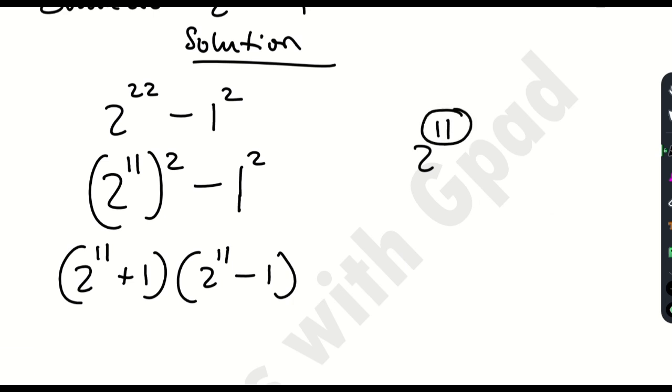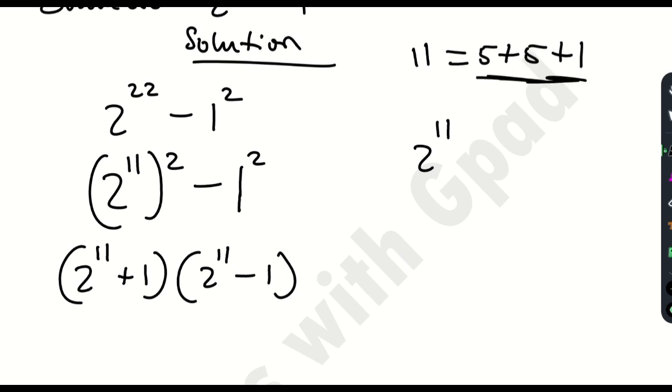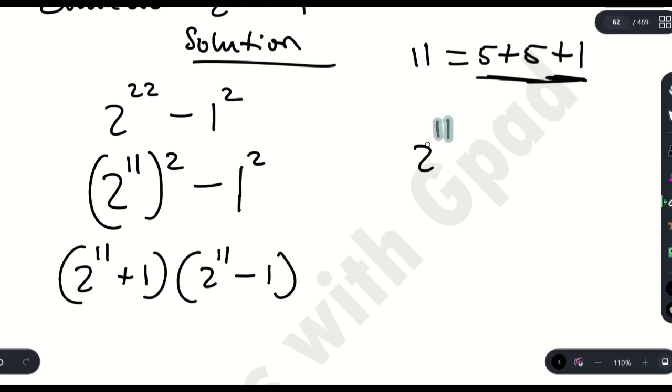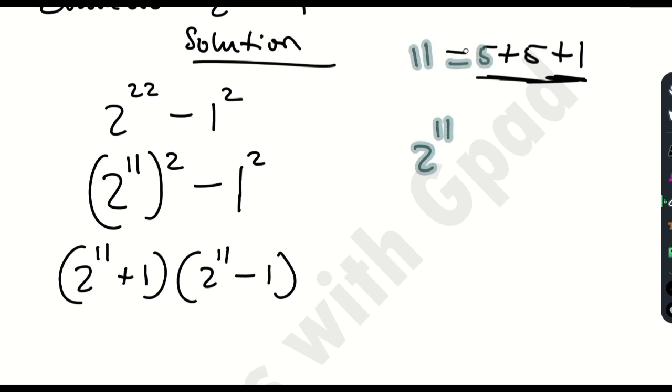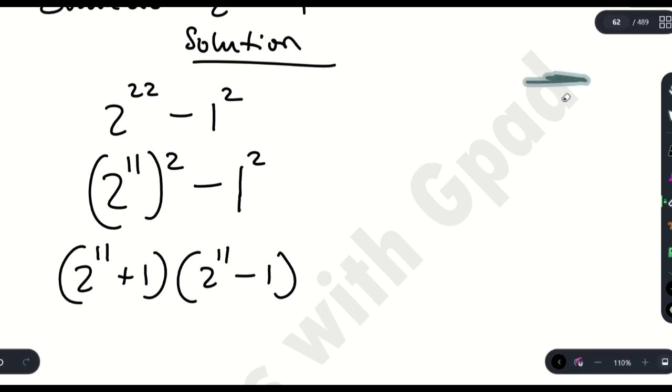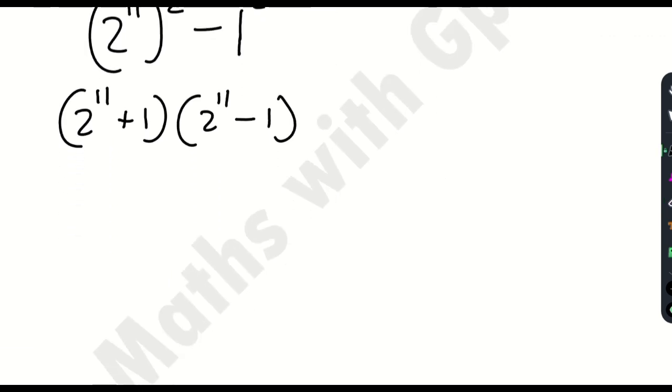11, I can break 11 down. 11 can be expressed as 5 plus 5 plus 1. Yes, it can. So 5 plus 5 is 10, 10 plus 1 is 11. Now, the reason why I'm doing this is to make the working a little bit easier for us. Since we're not allowed to use a calculator, I would have just typed this in a calculator and gotten my answer, but I cannot do that. So I just have to play around it a little bit.